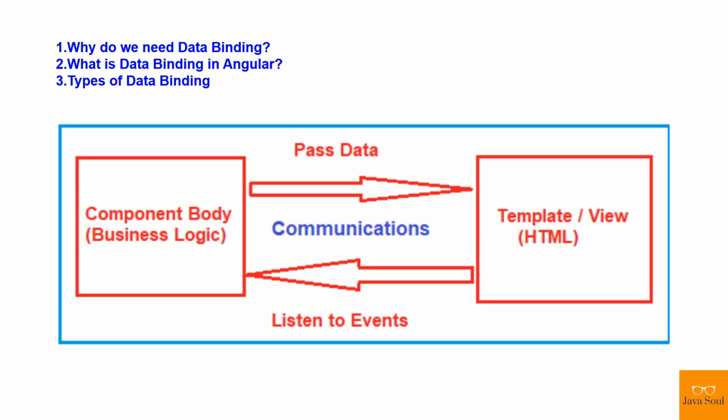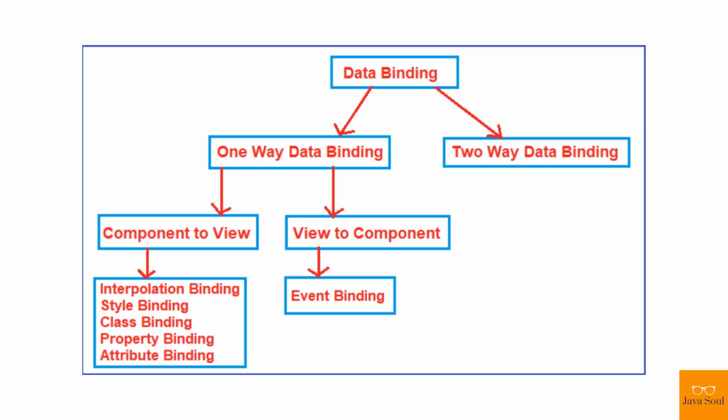In two-way data binding, whenever you change something from the view, the change will affect the model, or you could say the component, and similarly changes in the model can also change the view. So from component to view template, or from view template to component. As you can see in this image diagram, in data binding there are two types: one-way data binding and two-way data binding.